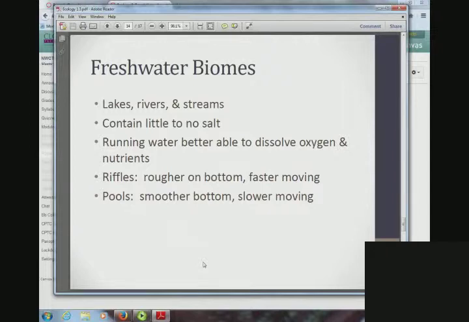Your freshwater biomes are going to include your lakes, rivers, and streams. They will contain little to no salt. The running water is better able to dissolve the oxygen and the nutrients. Here, sometimes you'll see riffles in the water, and that's going to indicate a rougher surface on the bottom with faster moving water. Where you have the pools in the water, it's going to indicate a smoother bottom and slower moving water.